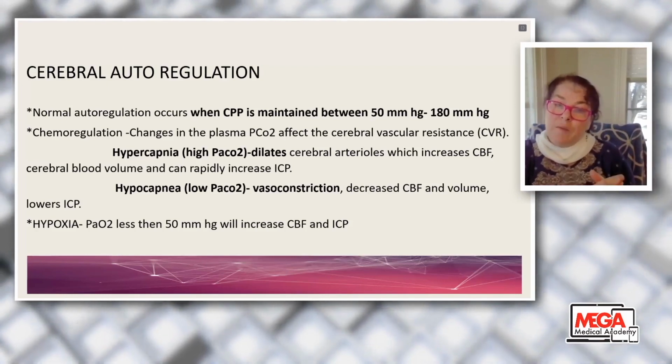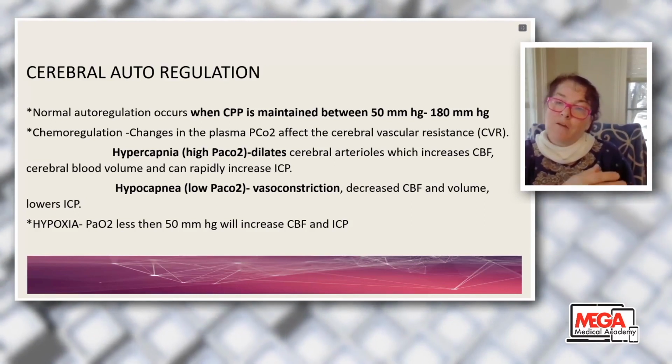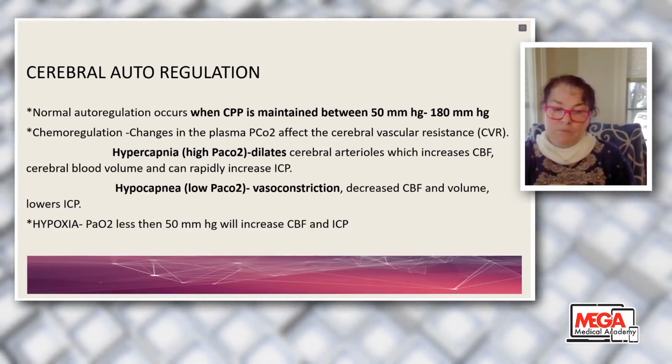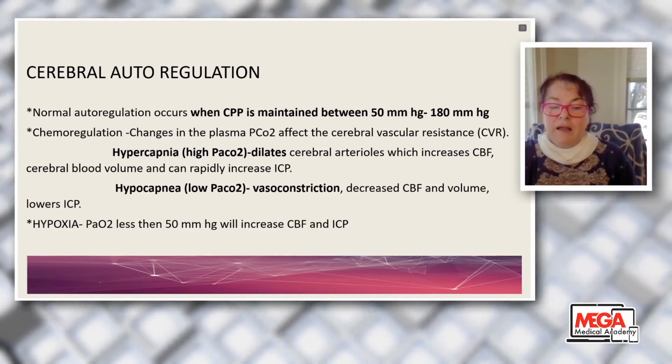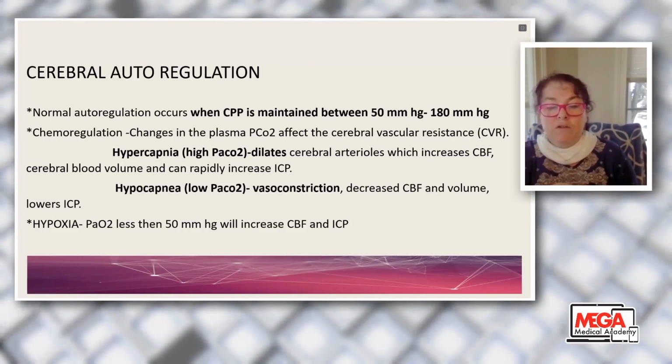If you have hypocapnia and you lower your PCO2, you'll cause vasoconstriction. This will decrease your cerebral blood flow and decrease your ICP. Now, if you have hypoxia, less than 50 millimeters of mercury, this will also increase your cerebral blood flow and your ICP.